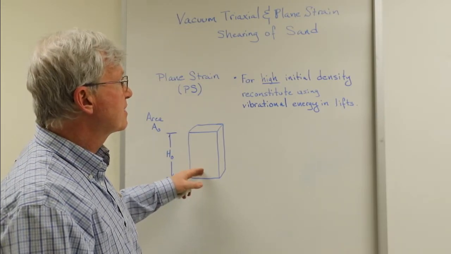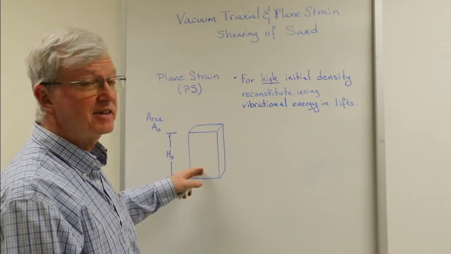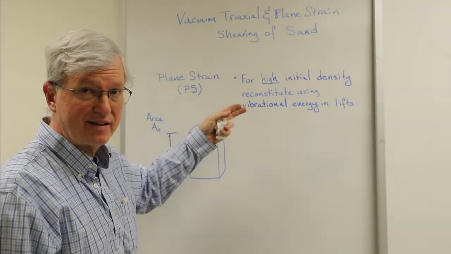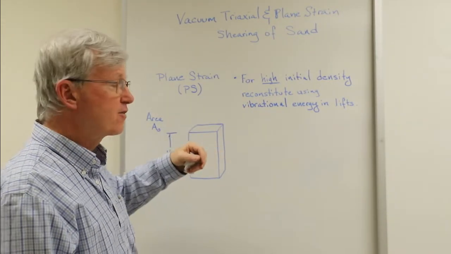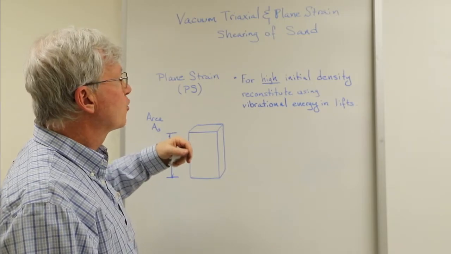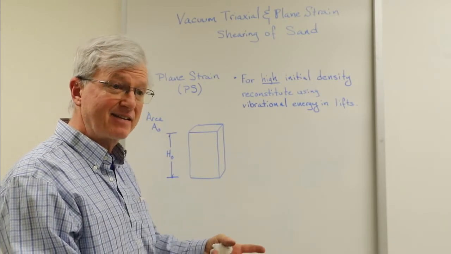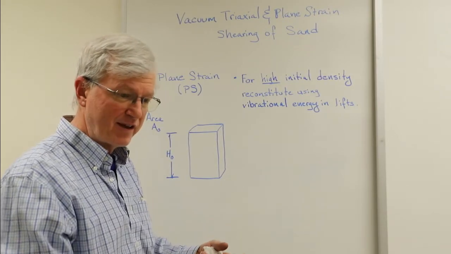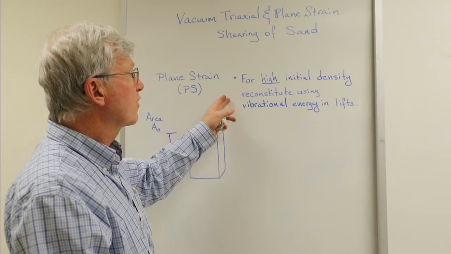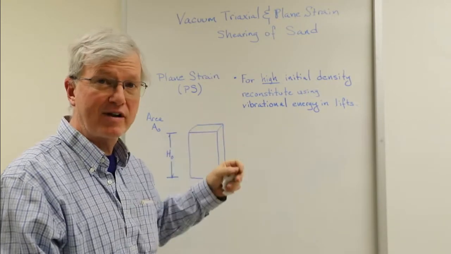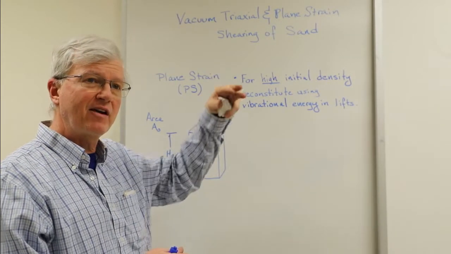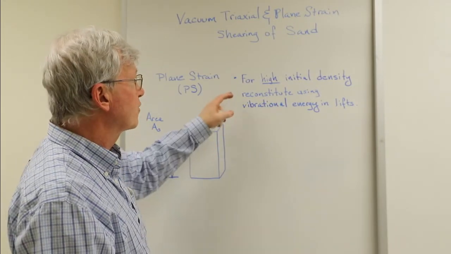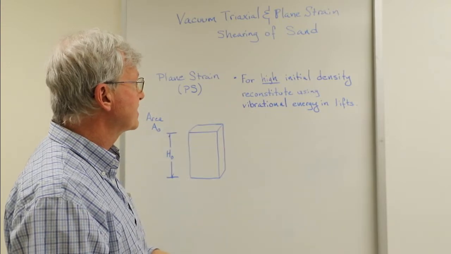We're also going to be intentionally building this plane strain sample to a relatively high initial density for comparison with the triaxial sample. And so rather than building it very delicately to allow this kind of very high void ratio metastable structure, we're going to want to apply a lot of vibrational energy in a series of layers to develop this lower void ratio or high density level.